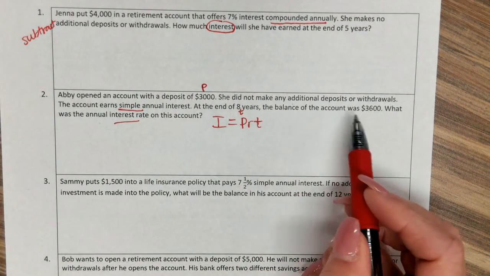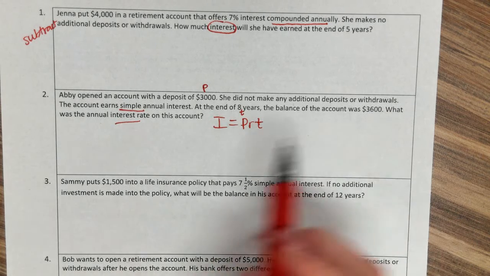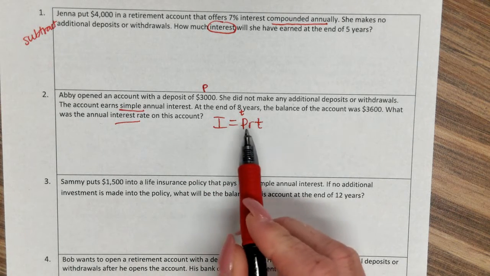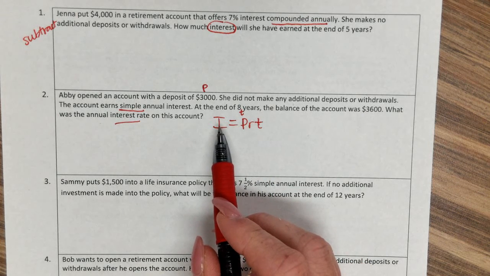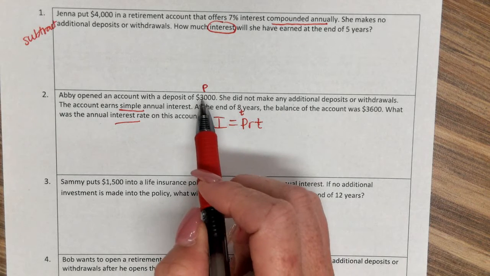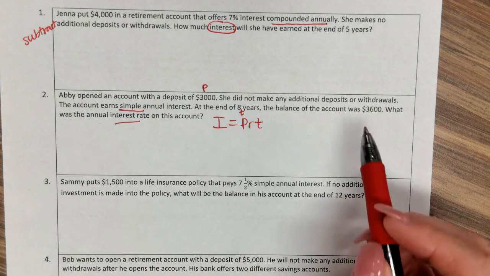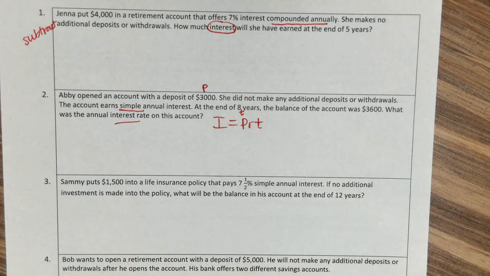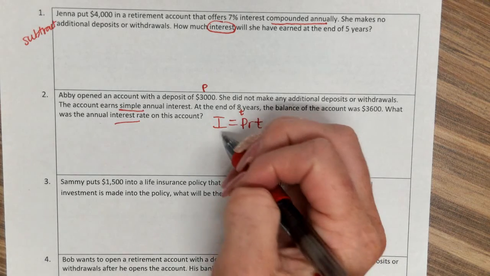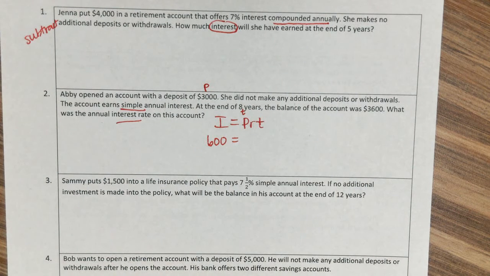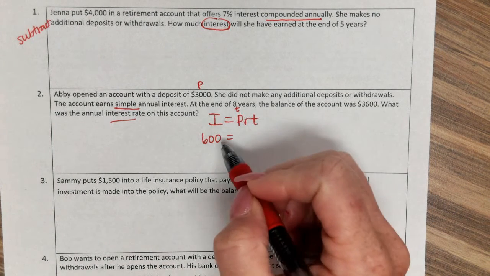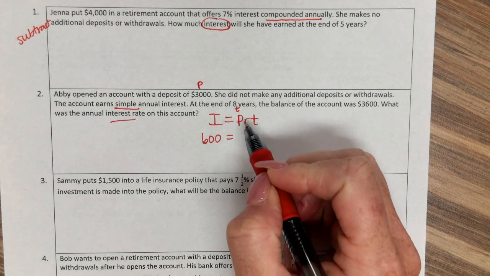The balance on the account is $3,600. Stop. Does any part of this formula talk about the balance or the total? No. What does it talk about? So how do I know what they made? If they started with $3,000 and they ended up with $3,600, how much money did they make? That's your interest. $600 is your interest because that's how much they made. They gave me the P, they gave me the T, they gave me the interest. They're asking me to solve for the R.